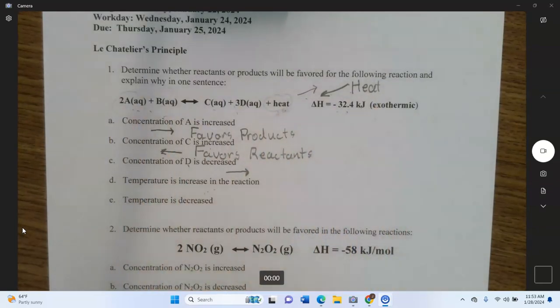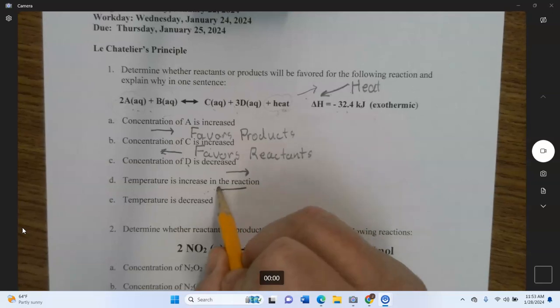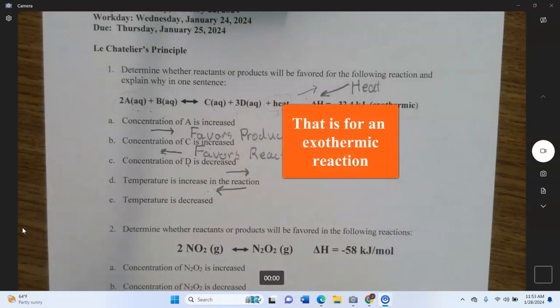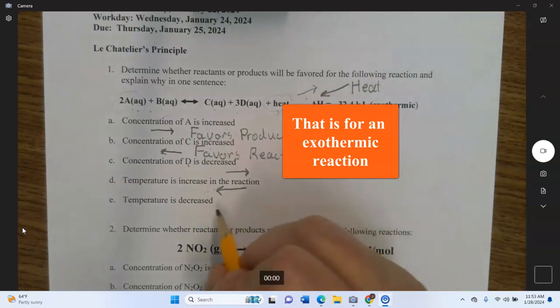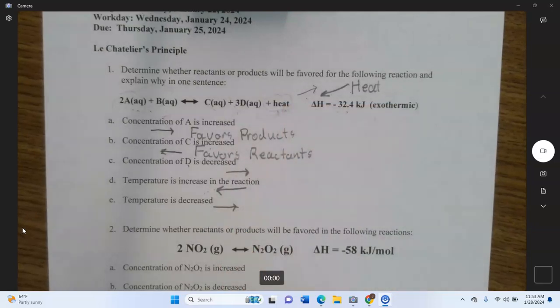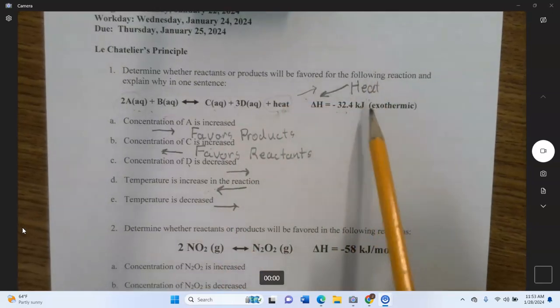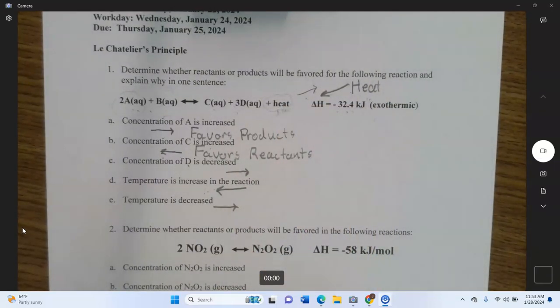If you increase the heat of the surroundings, it's going to push the heat back into the reaction, and that means it's going to favor reactants. It's going to flow to the left. Temperature is decreased. Okay, that means you made the room outside colder. It's much easier for the heat to flow out, so that's going to increase products. Now that's for an exothermic reaction, one that wants to give off heat.